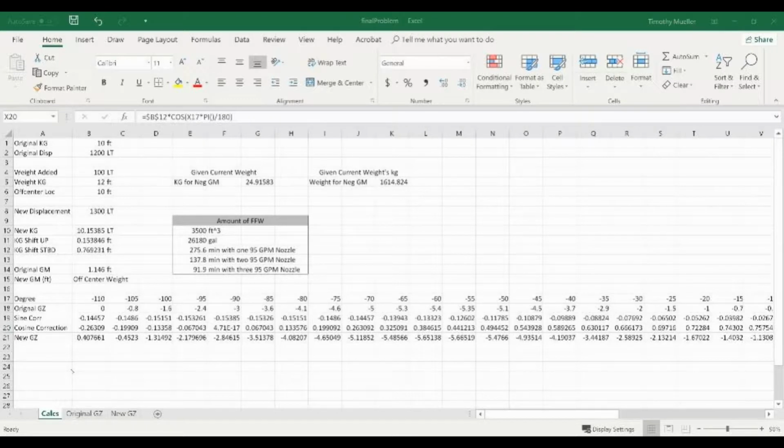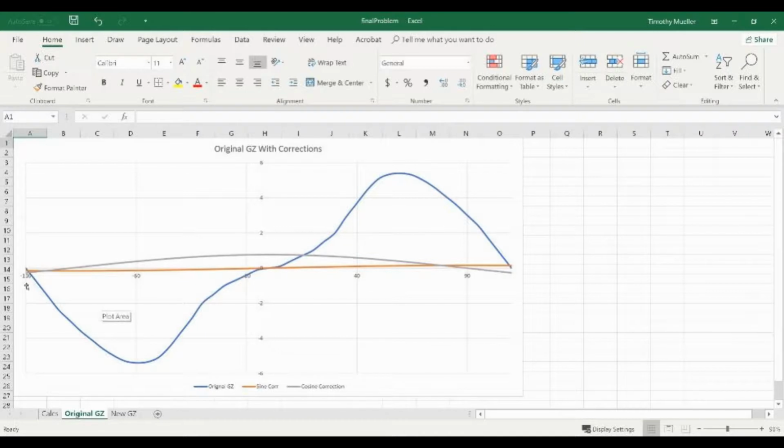Then the last thing that we get from this is the new GZ, so the new righting arm. So we go from an original here to this. I'm sorry, from here to here. Now all of this is graphed here. So this blue right here is the original GZ, the original righting arm that we had.